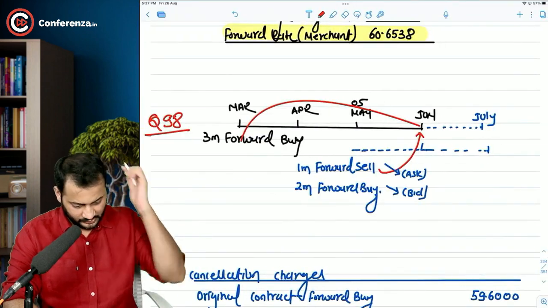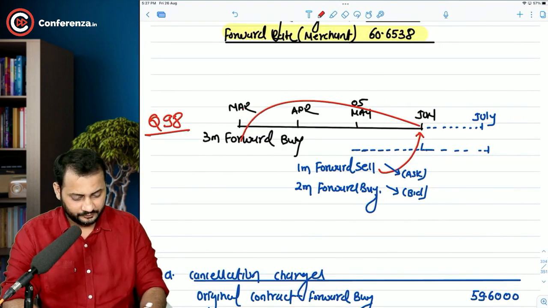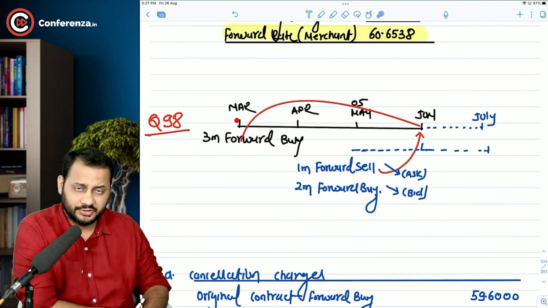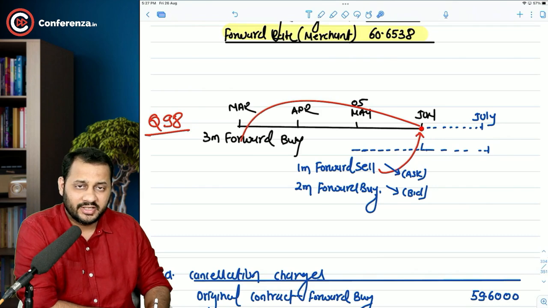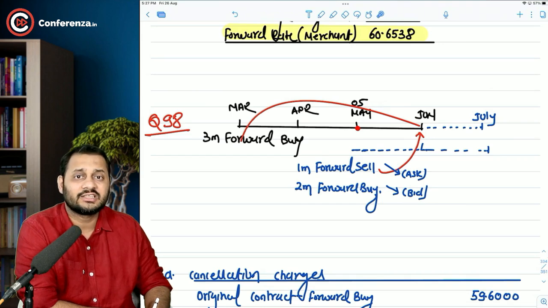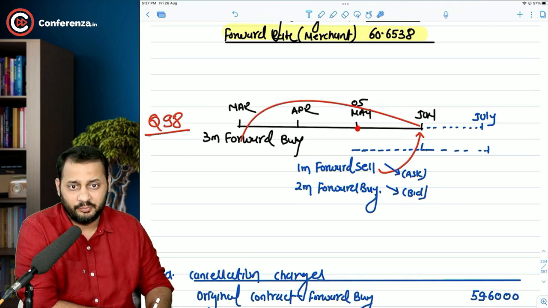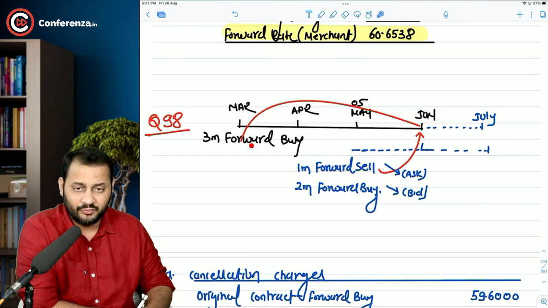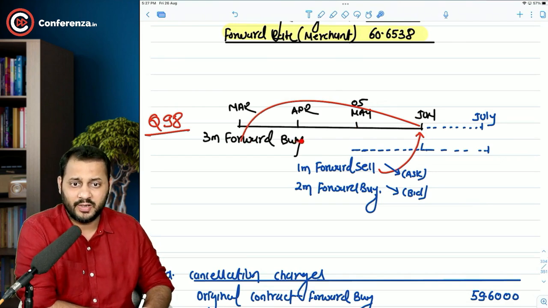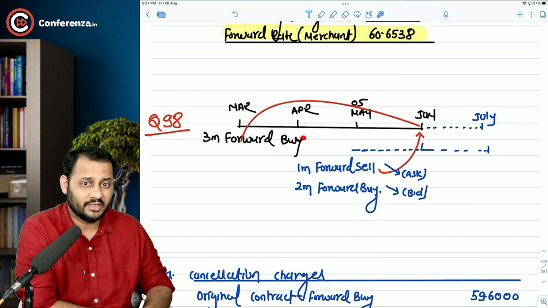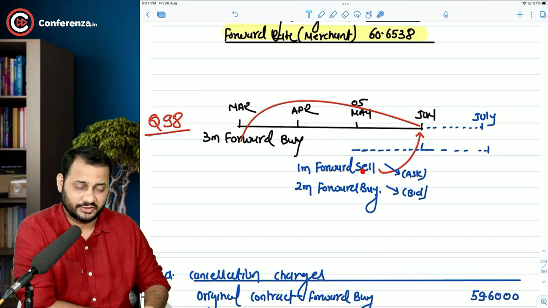See, on March, the bank has entered into a 3-month forward buy contract. The delivery date is April, May and June. The original contract is expiring here, but on May itself, the customer came to the bank and asked for an extension. That means first we will have to cancel this contract. In order to cancel the buy contract, we will take a sell contract first.